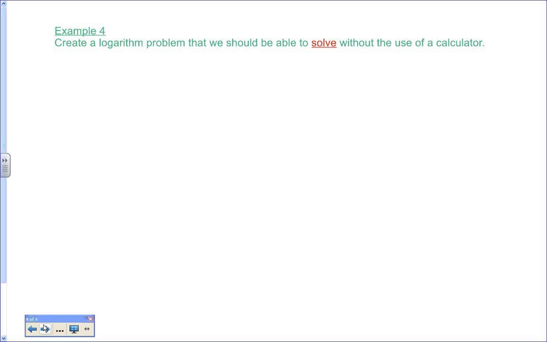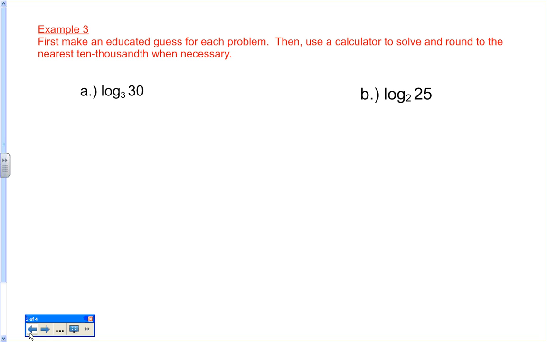All right. So first we're going to make an educated guess as to what this answer would be, and then we're going to use the calculator to actually figure it out. Because do you see a log base 3 button on your calculator? I see a log base 10 and I see a log base E. Right? There's no log base 3 button, and there's no log base 2 button for the other one.